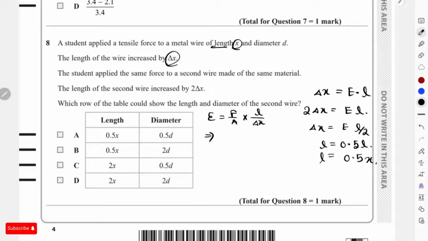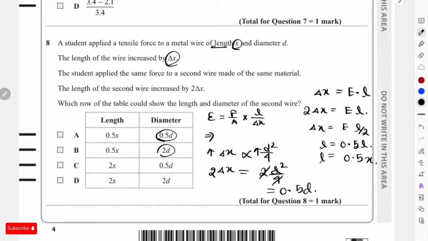So if you're increasing the delta x, your diameter should also increase by twice. But your diameter is not used as a diameter in this case, right? Diameter is always used as d square by 4. So if you increase x by 2 units, that is related to d square by 4. If you increase this also by 2 units, they are directly proportional. If you use x as 2x, it's going to be 2 d square by 4, which will eventually be 0.5 d. Right, so that's why you have 0.5 d, not 2d. In that case, we can understand that option A will be the correct answer, not option B.